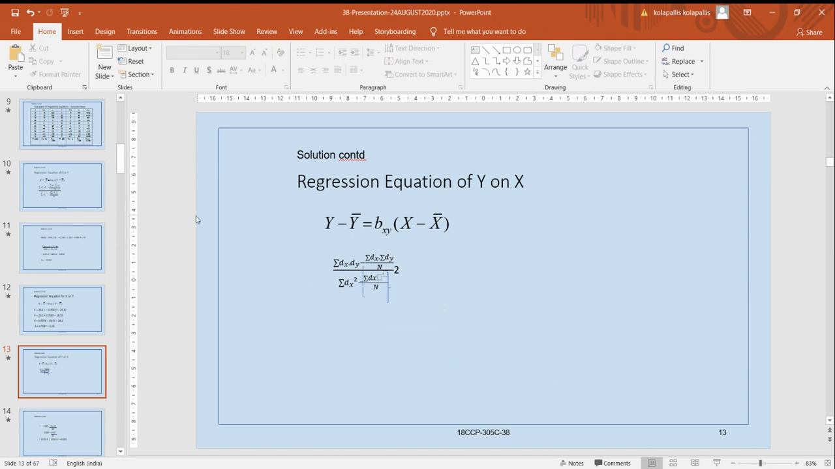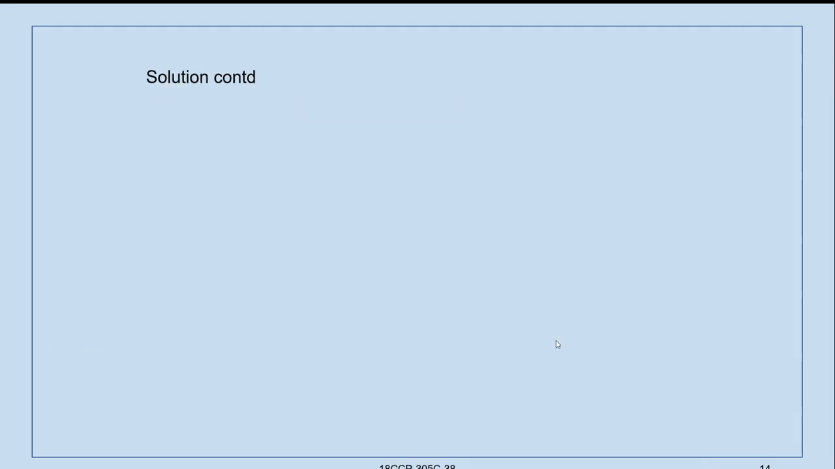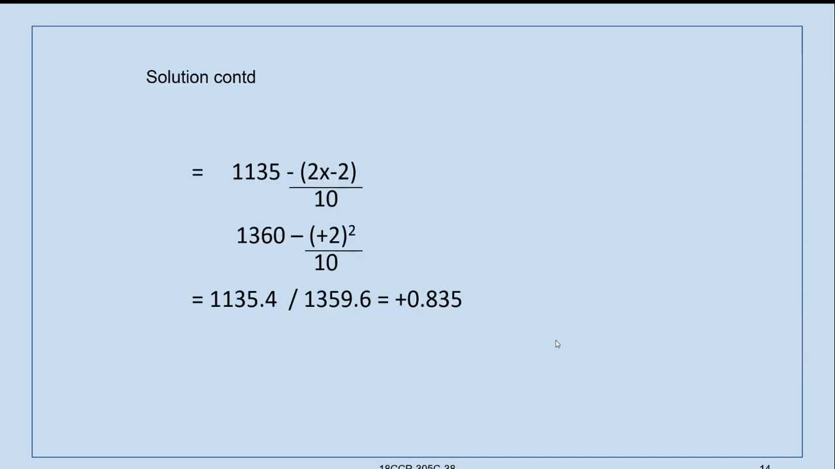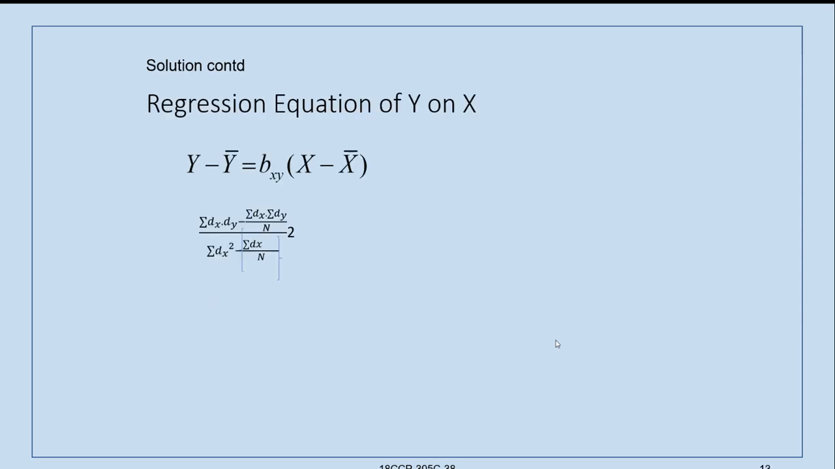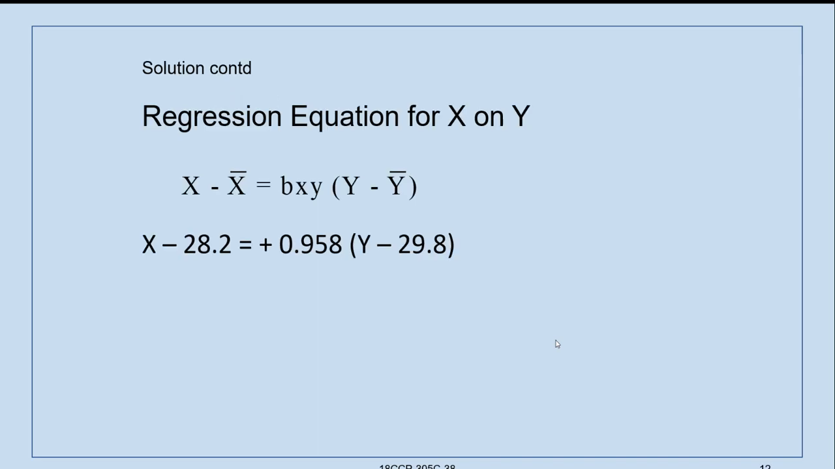This is whole square, not simple by n whole square. Okay. So after obtaining this byx, we will substitute the values and then we will get 0.835 plus 0.835 byx. So we have to substitute these values in the equation. Now we will obtain the equation x on y.